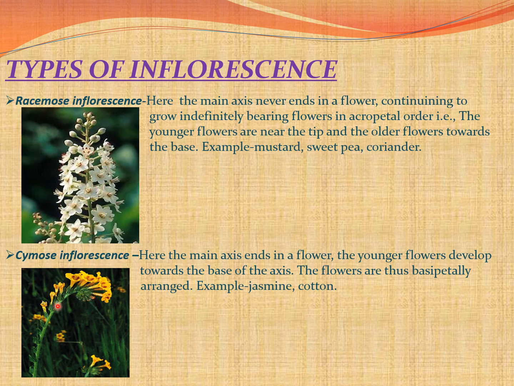Next we will go for cymose inflorescence. This is the main axis. The younger flowers are towards the base and older flowers are at the tip. Such an arrangement is called cymose inflorescence. Examples are jasmine and cotton.